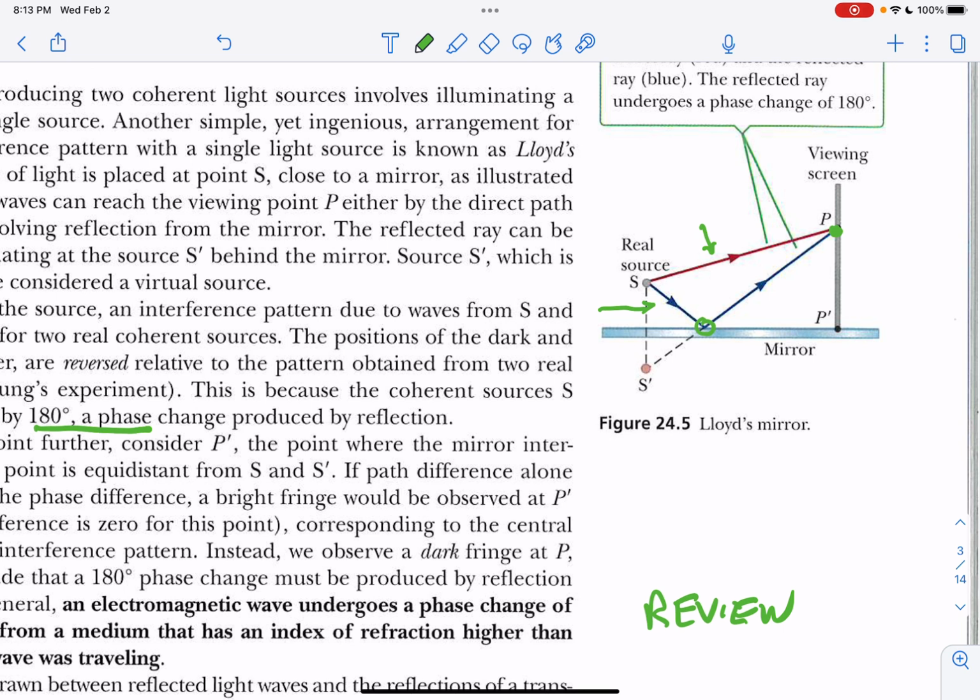So that means that besides this phase reversal right here, you also have a greater length that the blue beam is traveling than the red beam. And again, red and blue are not the actual colors of the light, but just to distinguish one ray of light emanating from source S and a different ray of light emanating from source S.